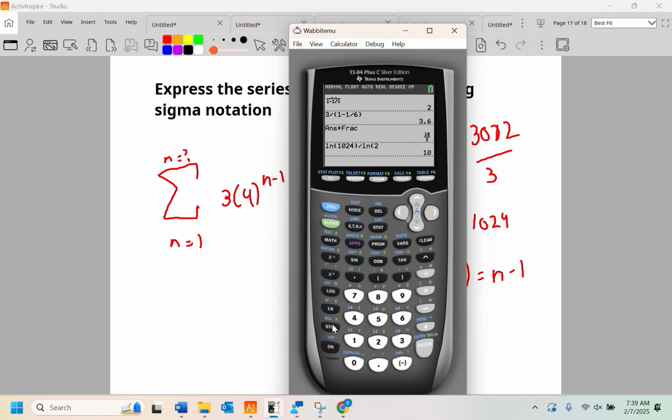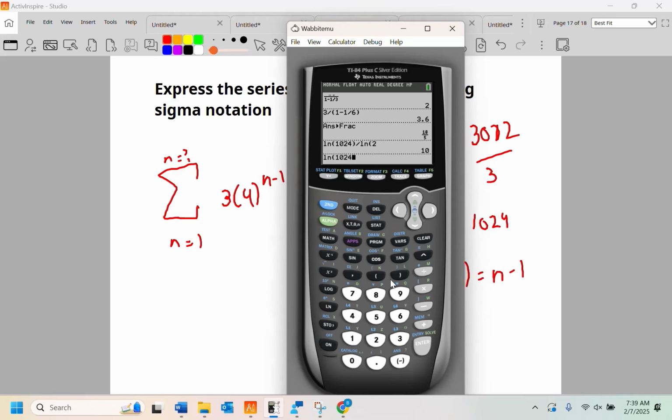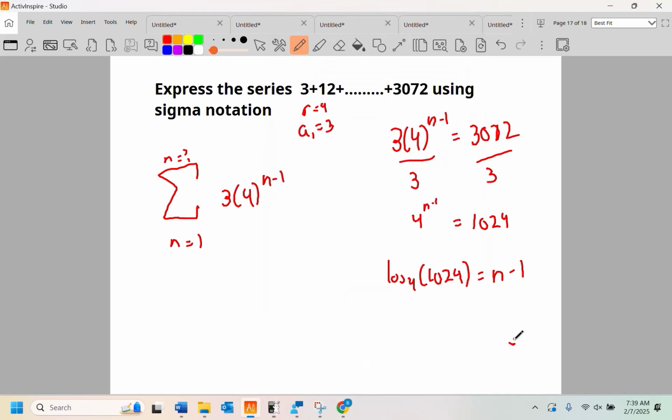Change your base, natural log, again of 1024, but this time it's divided by the natural log of 4. And I'm going to get a 5. Like I told you earlier, 5 is n minus 1, n is 6. So there's the full guy, 6.